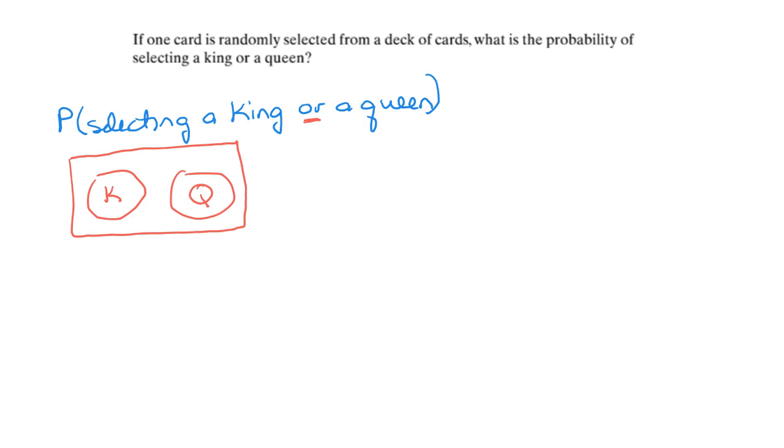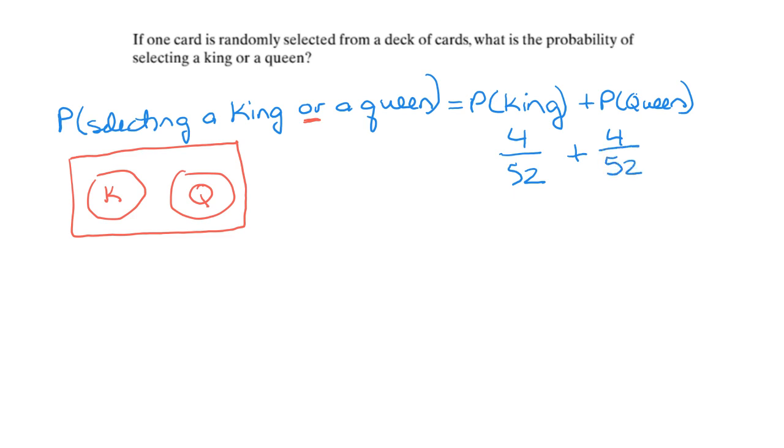Now that it's mutually exclusive, to find the probability we're going to take the probability of a king plus the probability of getting a queen, and we're just going to add those together. The probability of a king is 4 kings out of 52 cards in the deck, and the same with the queens: 4 queens out of 52 cards. If we add those together and reduce, we should come up with 2 over 13.